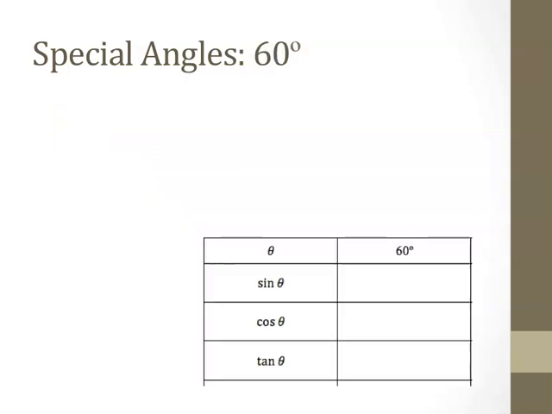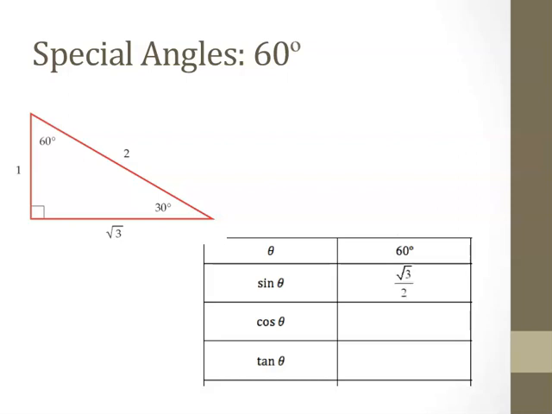All right, moving on to the 60-degree column. So now we're looking at the 30-60-90 triangle as we did before, but now we're looking at everything in terms of the 60-degree angle rather than the 30-degree angle. So opposite the 60-degree angle is root 3. The hypotenuse is still 2, so root 3 over 2. Cosine of 60, so now the adjacent side is 1. Hypotenuse is still 2, so 1/2. And for tangent, that's going to be opposite over adjacent, so root 3 over 1, or just root 3.